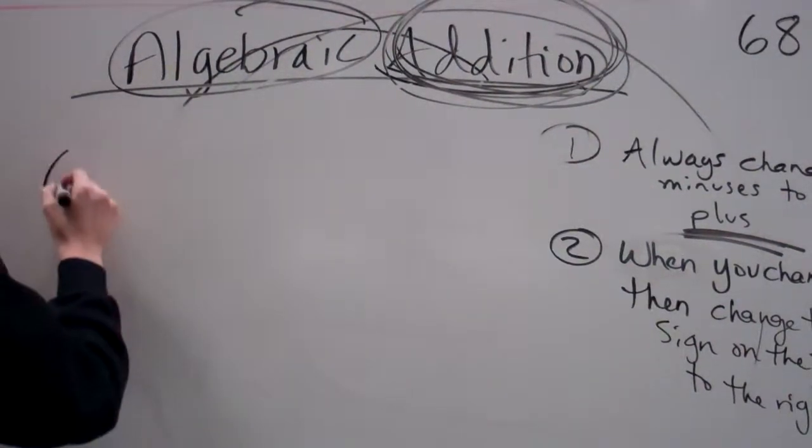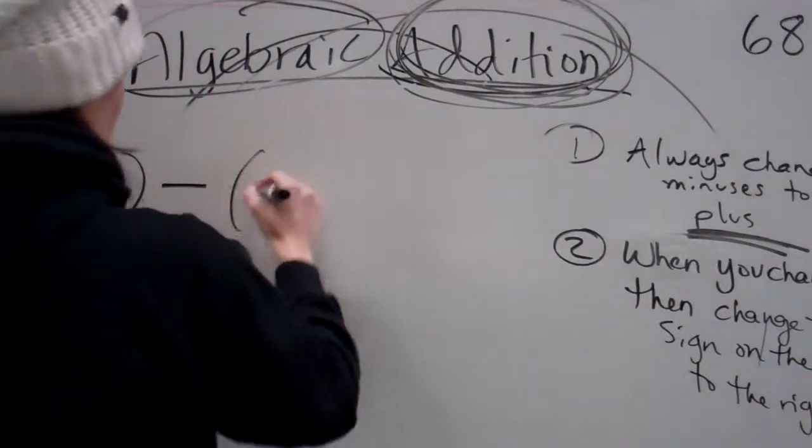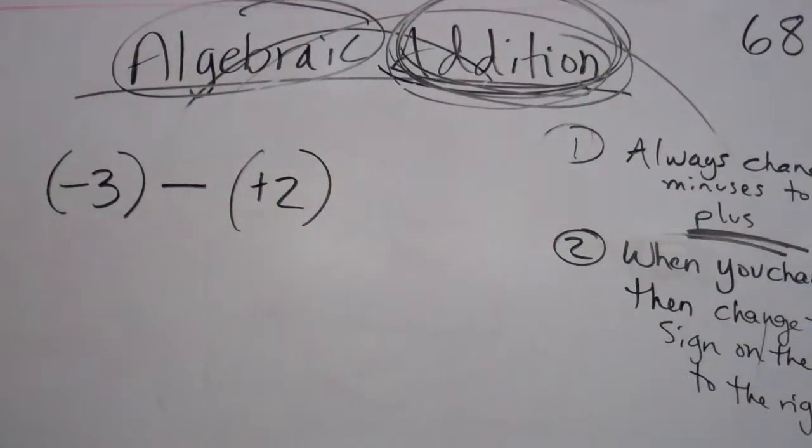This one says -3 minus +2. And they went on and put both of them in parentheses. Now, I'm going to do them on the board for a while.